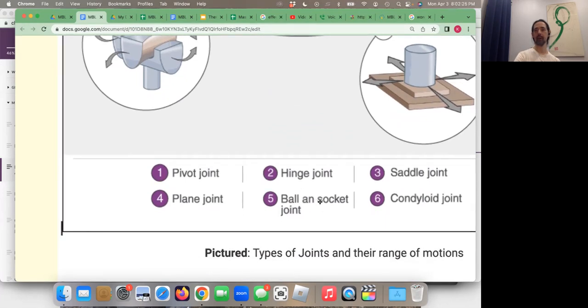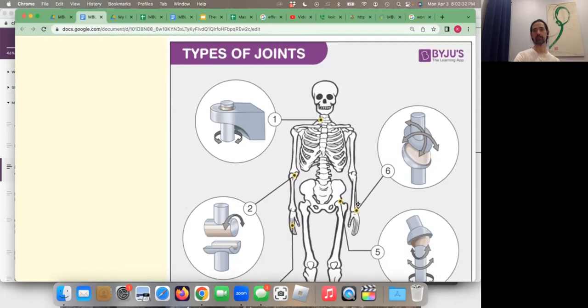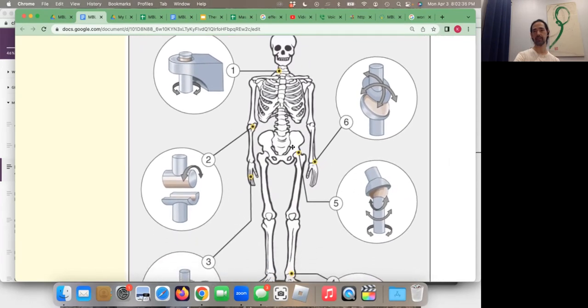Ball and socket joint. There are 3 ball and socket joints in the body. The first 2 are very obvious, and the third is not so obvious. The first 2 are the hip joint and the shoulder joint. The hip joint has a deep socket and a big ball that fits deeply. The shoulder has a shallow socket and a big ball that fits shallowly.